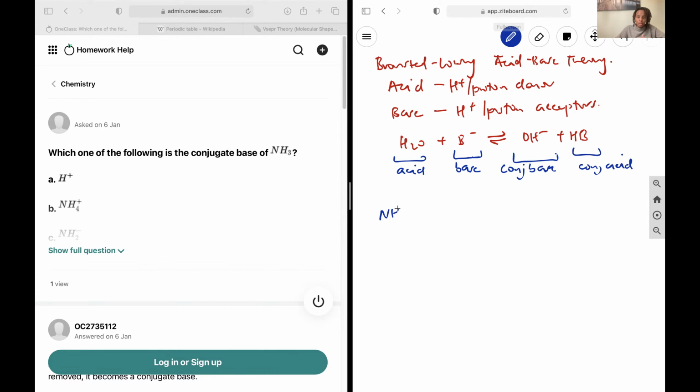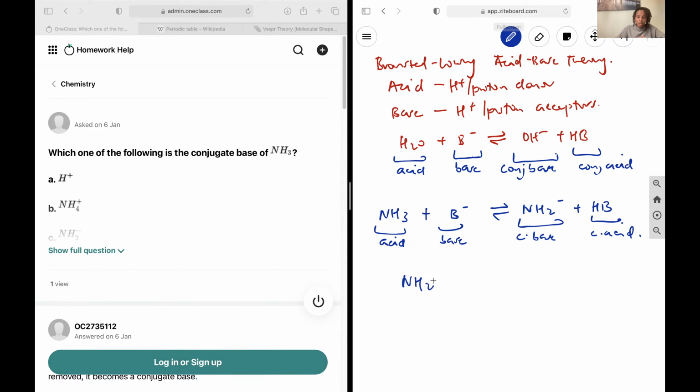And so if I write this equation for NH3, I'm looking for its conjugate base, so I'm going to be reacting it with a base, so it can donate a hydrogen ion to become its conjugate base. So that will become NH2 minus plus HB. And so as mentioned, this will be my acid, this will be my base, this will be my conjugate base, this will be my conjugate acid. And so the answer to this question is NH2 minus is the conjugate base of ammonia. And that's it for this one.